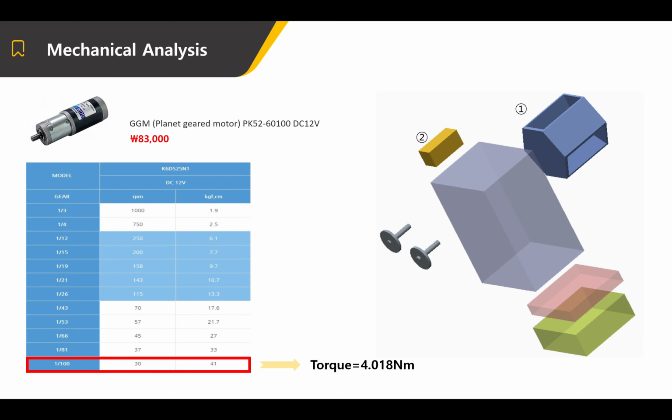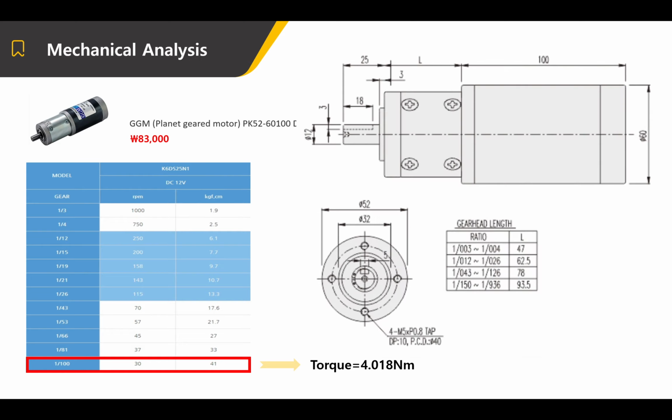We chose the motor to connect to the solar cell as the one shown on the slide. It is a motor with a direct current of 12 volts that can rotate 30 times per minute and produce 4.018 Newton meter of torque. And this is the specification of the motor.